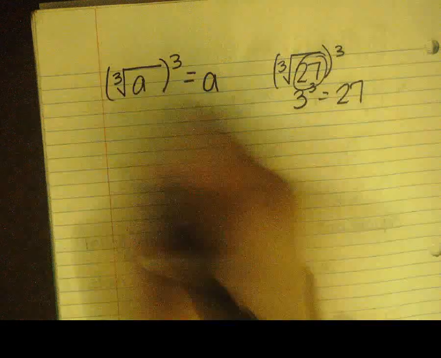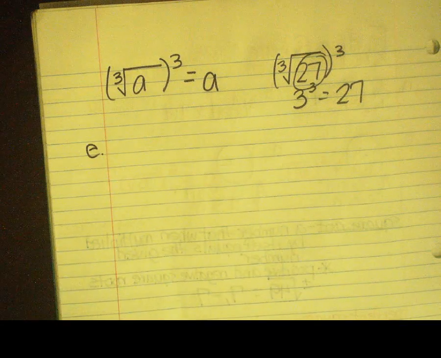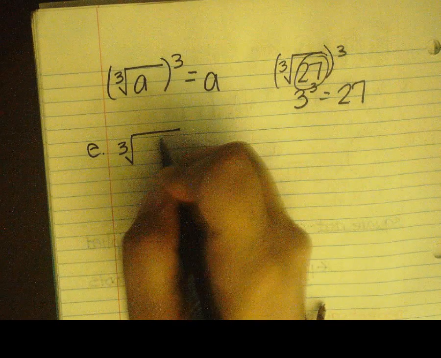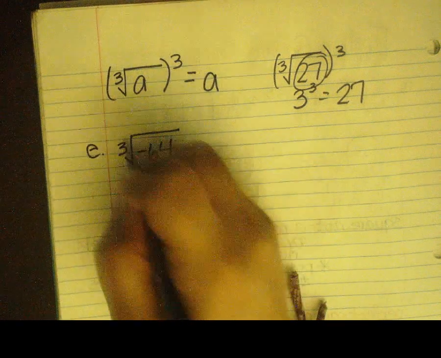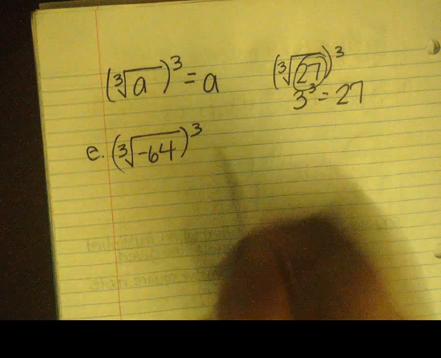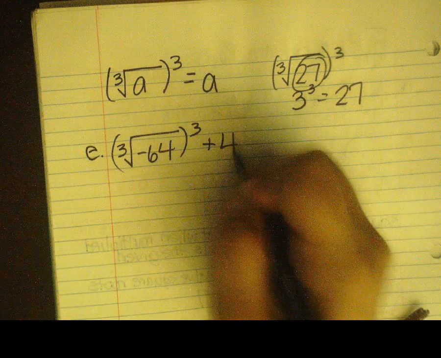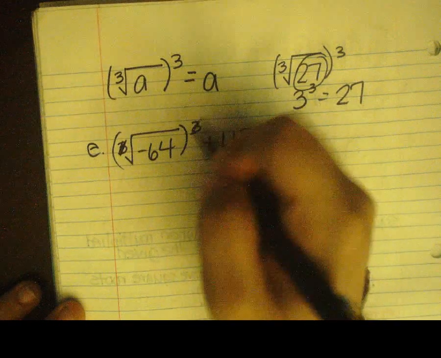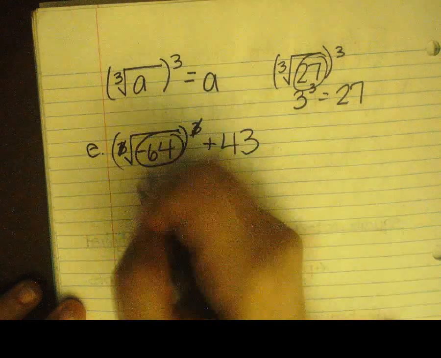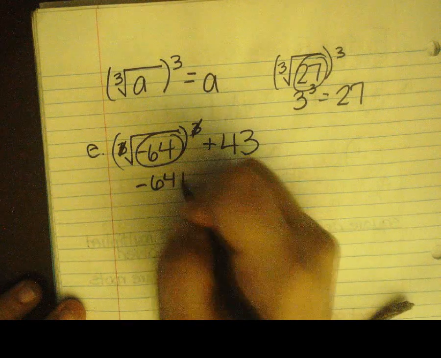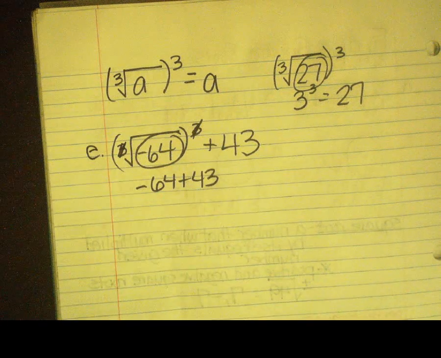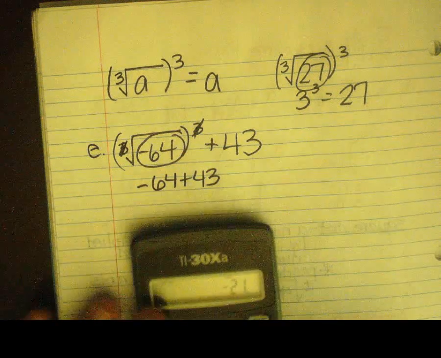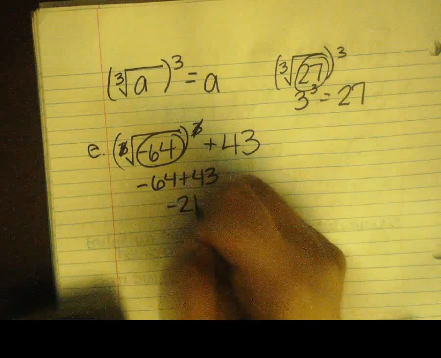So here's our last example, letter E. Cube root of -64 to the 3rd power plus 43. Look, these cancel out, and you're left with just this: -64 plus 43. Go to your calculator. Last problem, let's see if we can do it. -64 plus 43 is -21.